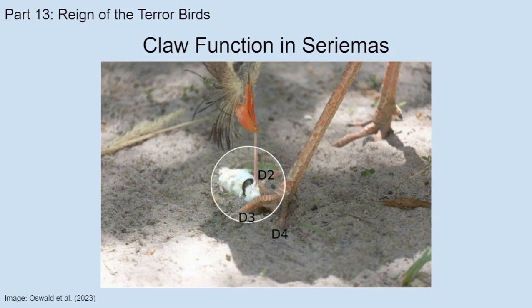Do you have anything to add? I was going to say, I was going to make the Dromaeosaur connection as well.